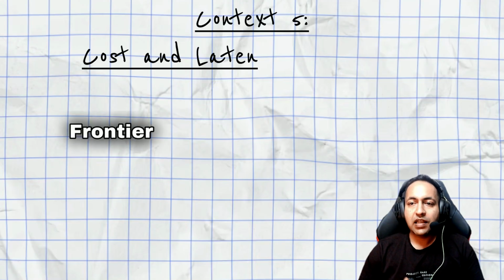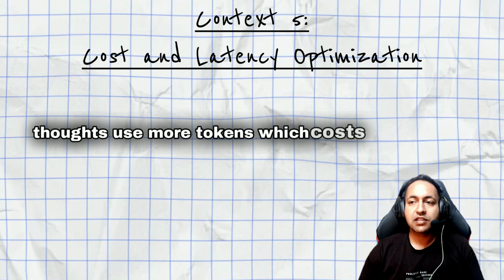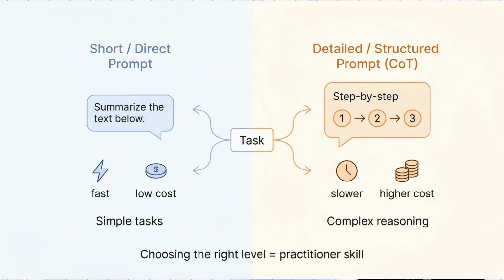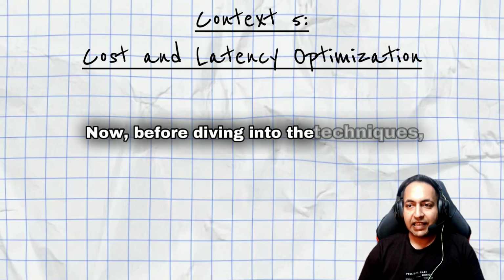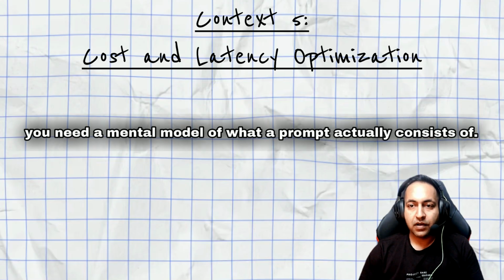Context 5 is cost and latency optimization. Frontier models doing automatic chain of thought use more tokens, which costs more money and takes more time. For tasks where simple reasoning is sufficient, turning off elaborate prompting is itself a prompting decision. Knowing when to use a short, direct prompt versus a structured, detailed one is a practitioner's skill, which you have to acquire slowly. Now, before diving into the techniques, you need a mental model of what a prompt actually consists of.